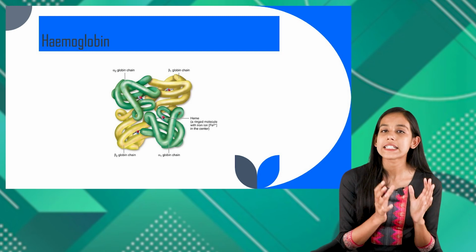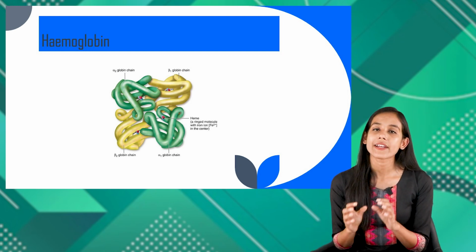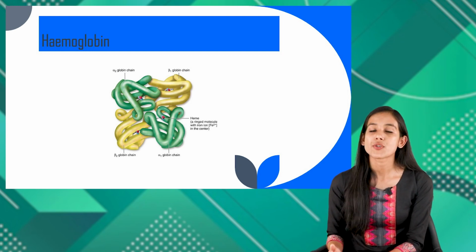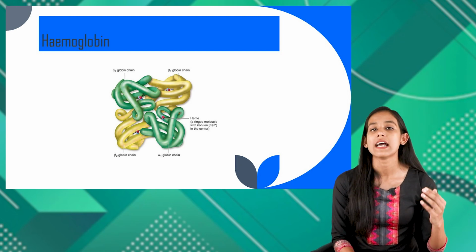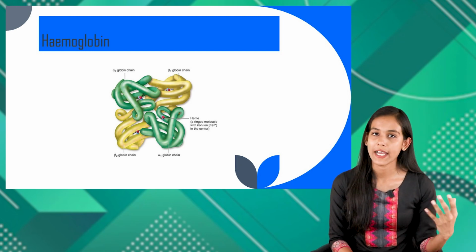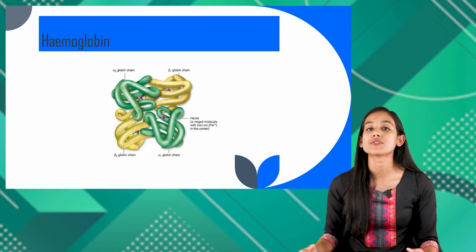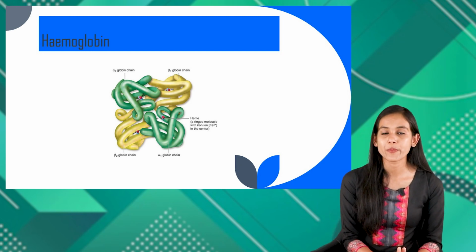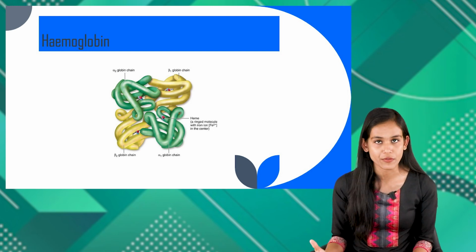Basically, this hemoglobin is made up of 4 globin chains, and each of these globin chains would be bound to a heme group. We have majorly 4 types of globin chains, that is alpha, beta, gamma and delta. Based on which globin chain would bind to which kind of heme group, there are different types of hemoglobin.